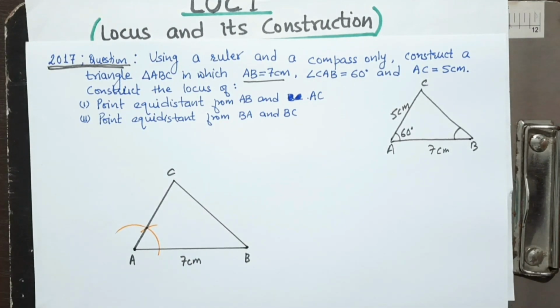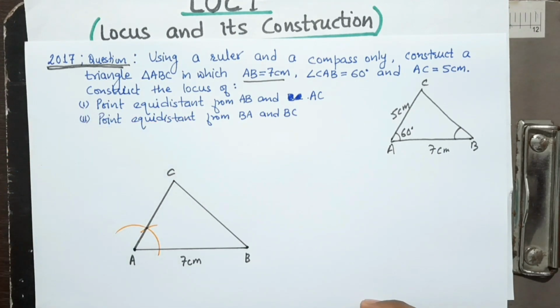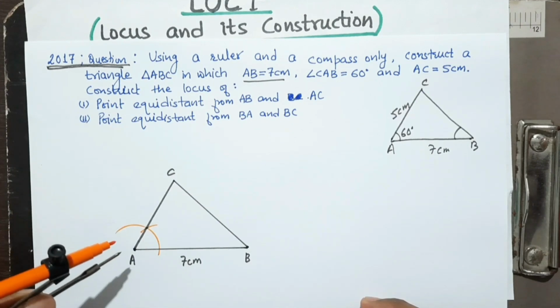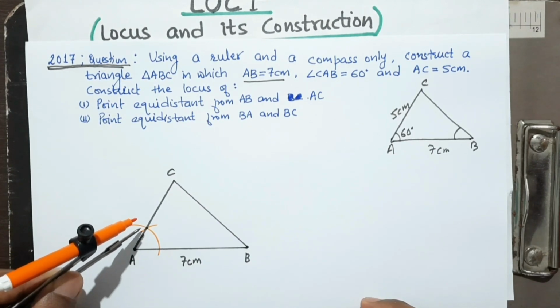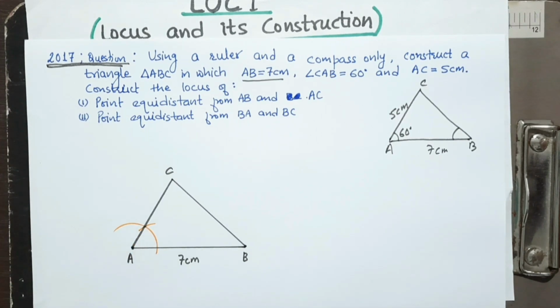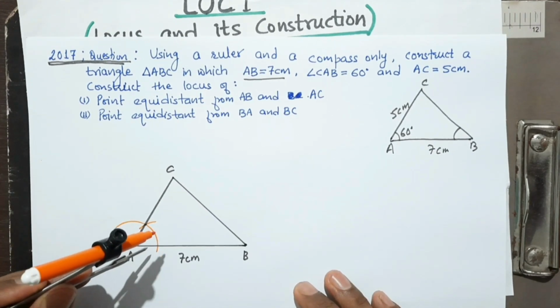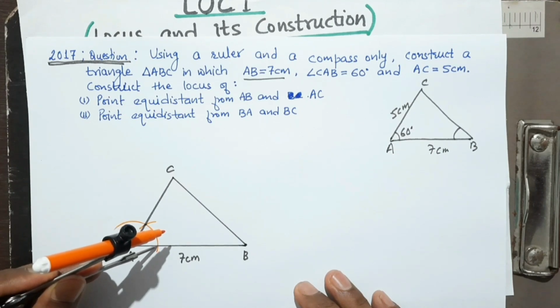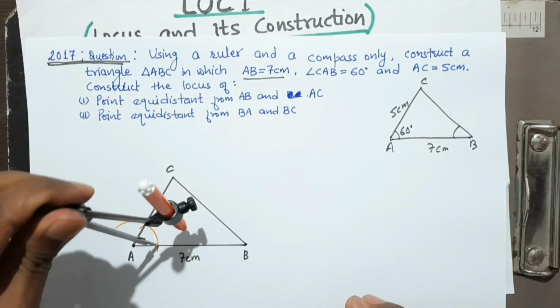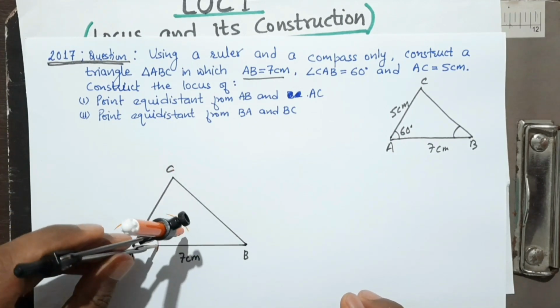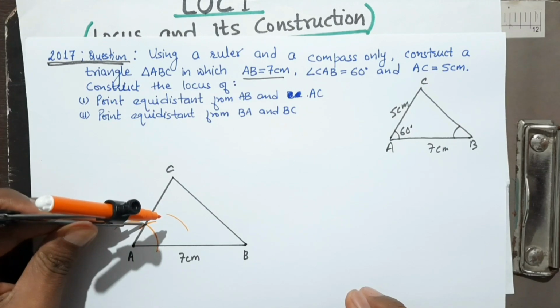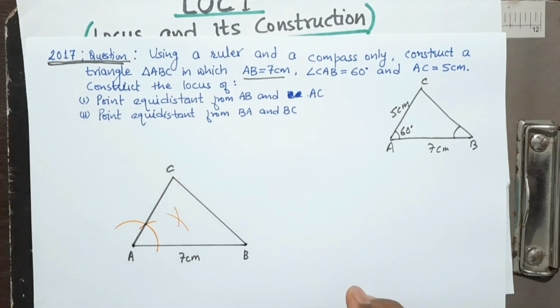Now we are going to construct the angular bisector of angle A as well as angle B. This is the locus of a point equidistant from AB and AC. So we are going to construct an angular bisector. This first arc is already there, so we will use this arc only. So we will put our compass here and draw the first arc here. Then putting our compass here we will make another arc to cut this arc. So this is the angular bisector of angle A.